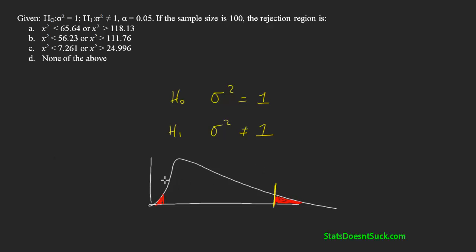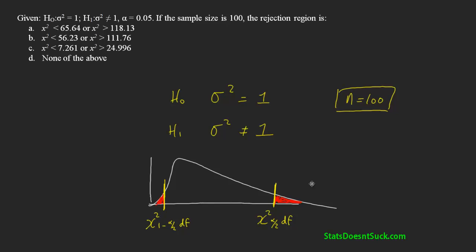And so we're going to have two rejection regions. There's going to be some lower value here, which is given by chi-squared 1 minus alpha by 2. And degrees of freedom also help define that. This one is chi-squared alpha divided by 2. Degrees of freedom are also going to help define that. They say if the sample size is 100, so we have n equals 100, the rejection region is, okay, so we're already part of the way to figuring that out.